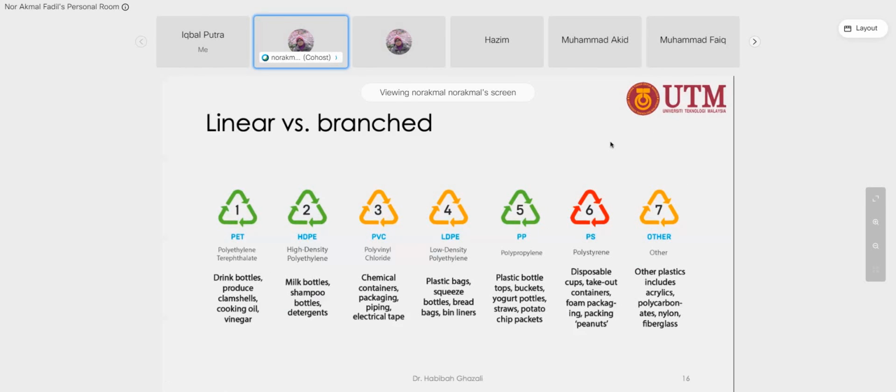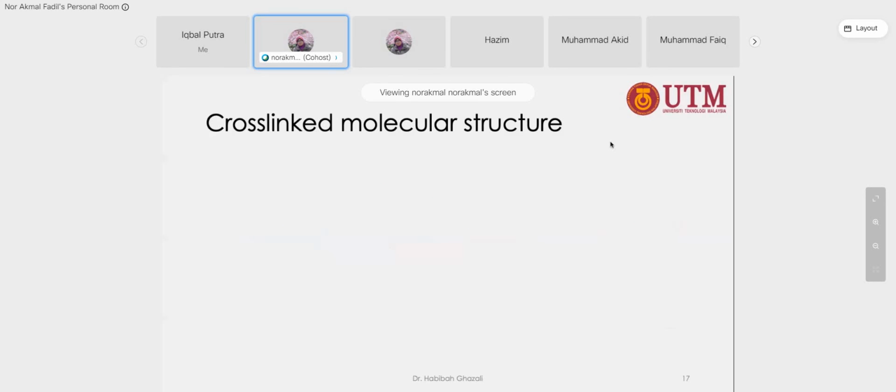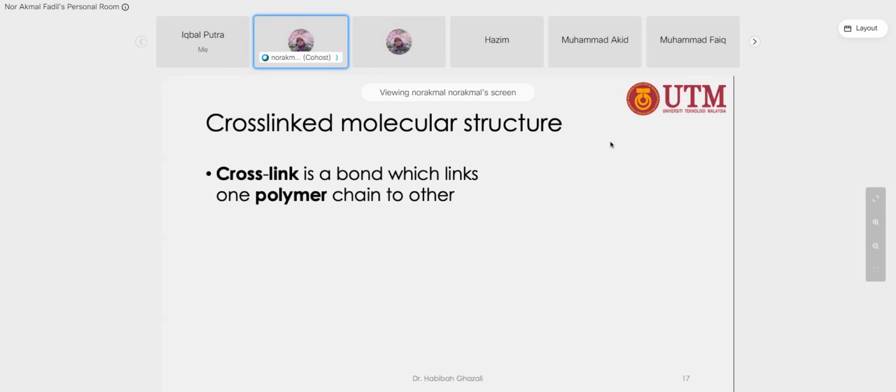So linear and branch differ in their ability to be recycled. Okay, so the density, low density and high density, depends on the polymer chain. Branch is lower density and linear is higher density. Another is a cross-link.